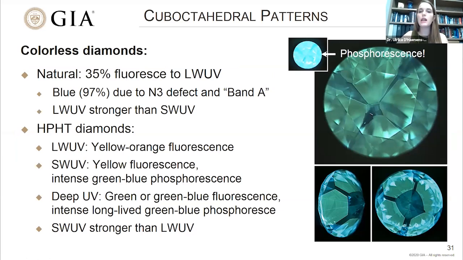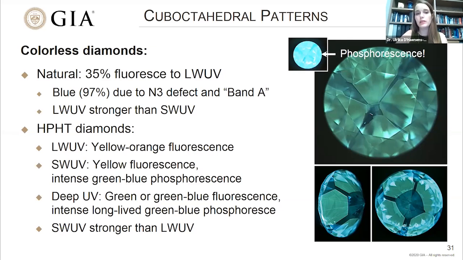If we consider instead colorless diamonds, when we consider the natural colorless diamonds, just as a recap, 35% of them are going to fluoresce through long wave UV. Out of those, the most common color is going to be blue due to the N3 defect and potentially a little bit of band A. And the response that we see to long wave and short wave is that long wave UV creates stronger fluorescence than short wave UV. Now, when it comes to HPHT diamonds that are colorless, in this case, colorless really means more sort of D to Z type colors, so the full non-fancy color range.